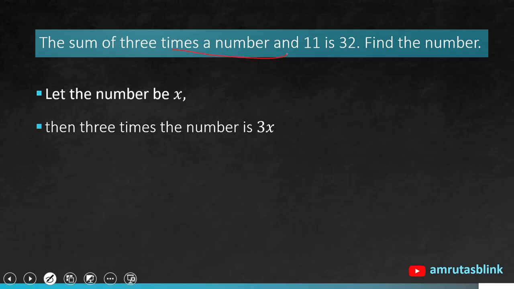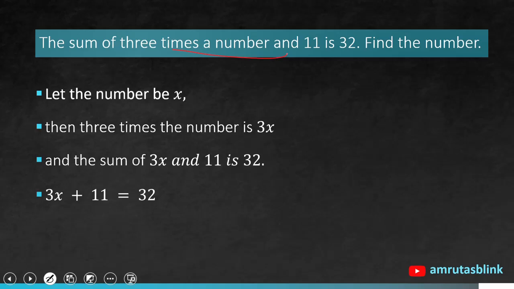Sum of 3 times of a number and 11, how much will it be? 3x plus 11, and that value is given as 32. Hence we can say 3x plus 11 is equal to 32. And now we have to solve this equation.